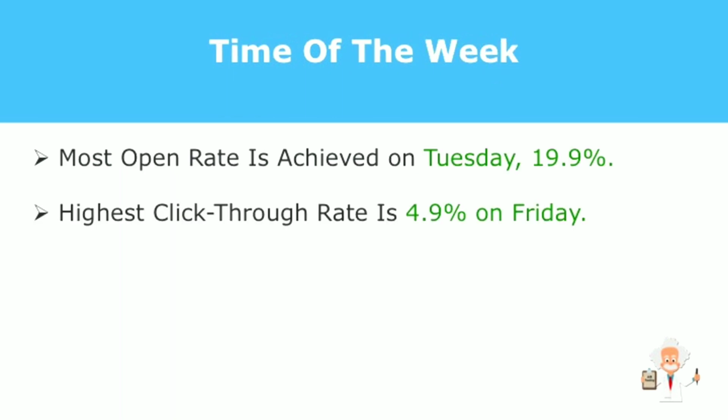Also, time of the week. The highest open rate is achieved on Tuesdays, according to GetResponse. The percentage was recorded at 19.9%. They also recorded that the highest click-through rate is 4.9% on Fridays.